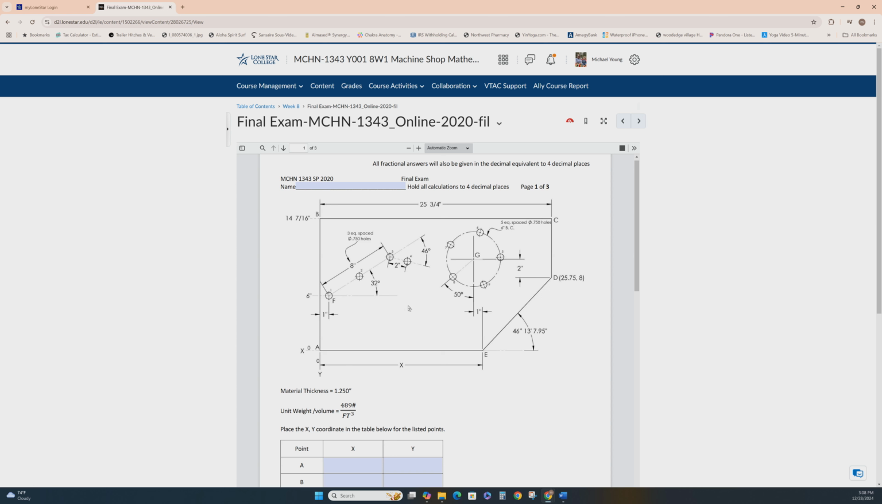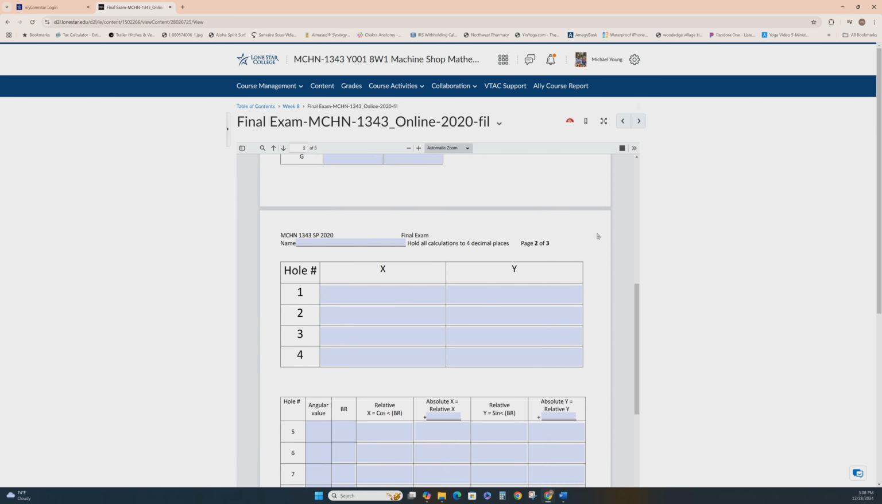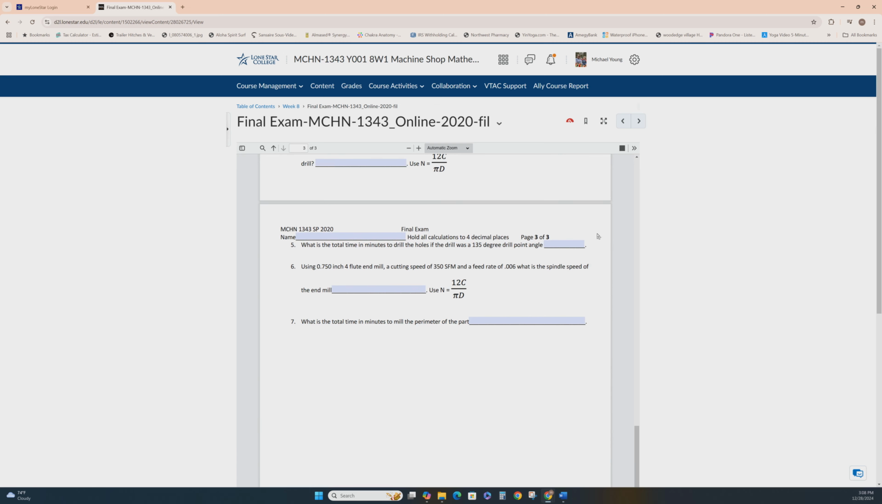Look at that. The dimensions are different, but it's the same basic machining engineering problem. And yes, you can do this. We are here to guide you through this. We're here to help you. Look at that. There are no surprises. There are no I got yous.